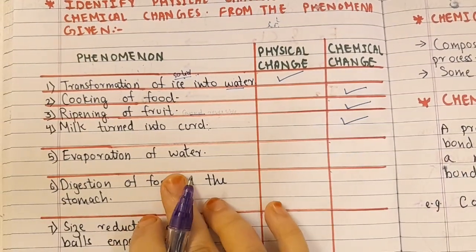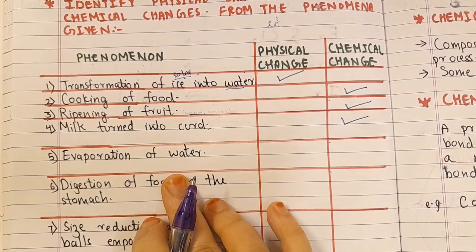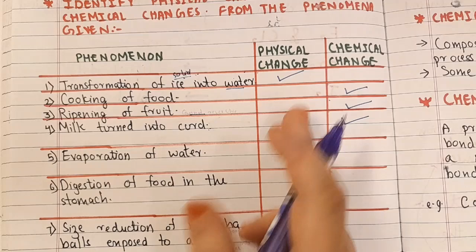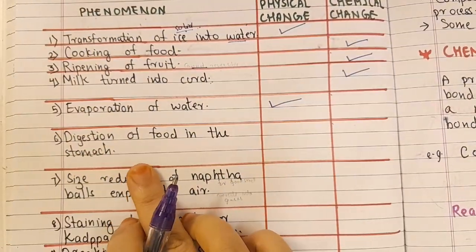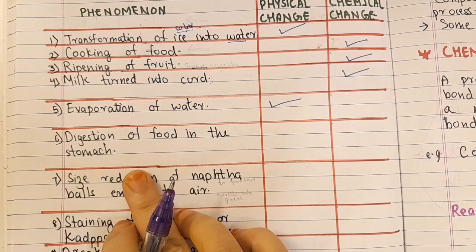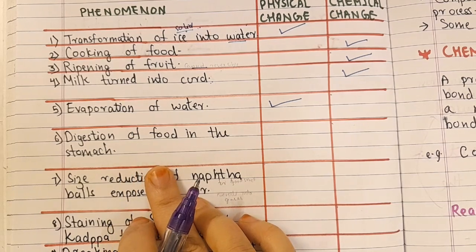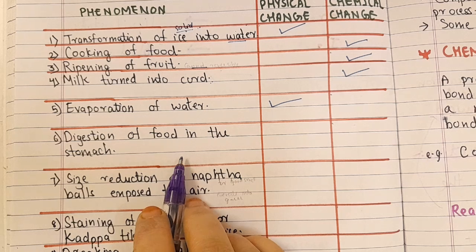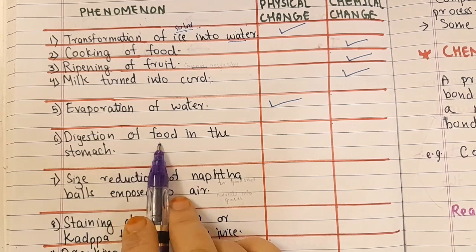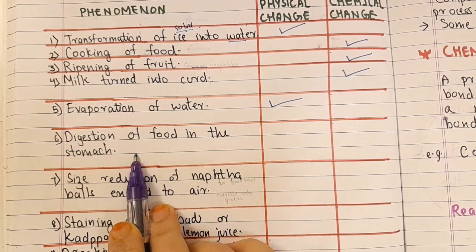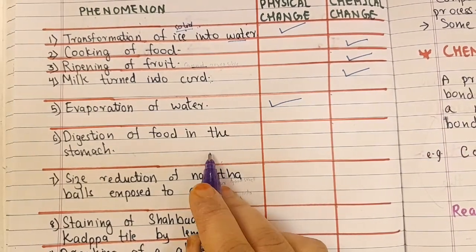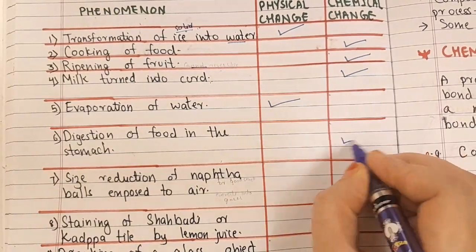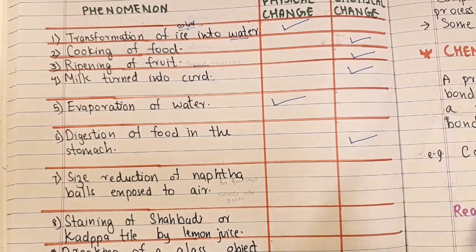Next phenomenon is evaporation of water. Evaporation of water is a physical change. Next is digestion of food in the stomach. When we take food in, different chemical processes take place just to digest the food. This kind of change is permanent and irreversible. That means digestion of food is a chemical phenomenon.